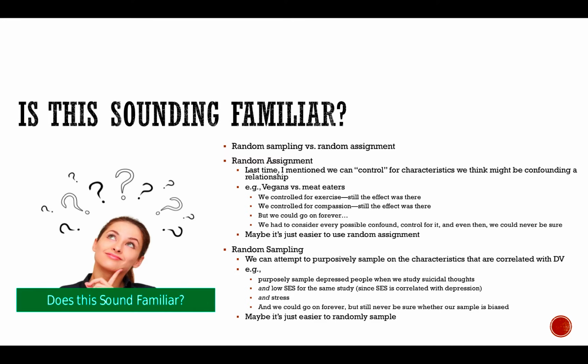So is this sounding familiar? We have a distinction to make between random assignment and random sampling. In random assignment, we talked about this, we can quote-unquote control for characteristics we think might be confounding a relationship. We talked about the vegan versus meat eaters example.